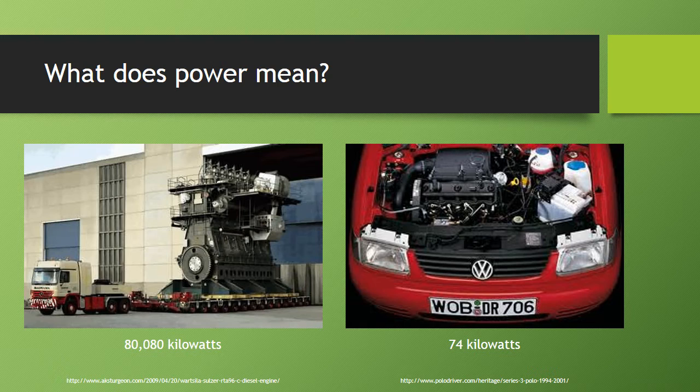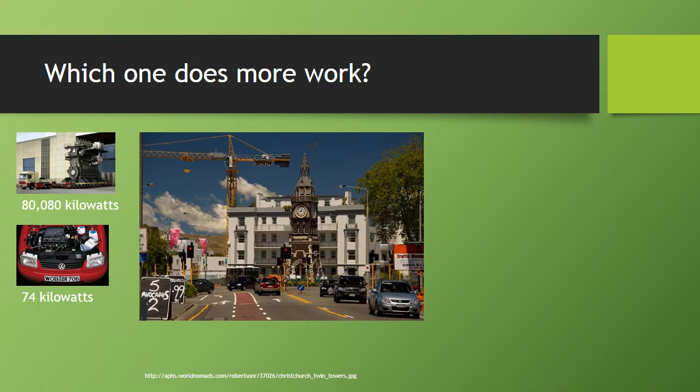Here are two engines. On the left you can see the largest combustion engine in the world, which comes out of a whopping great big ship, and it generates 80,080 kilowatts of power. And on the right you can see the engine from a car not too dissimilar from mine, and it only generates 74 kilowatts of power. So which one would be able to do more work?